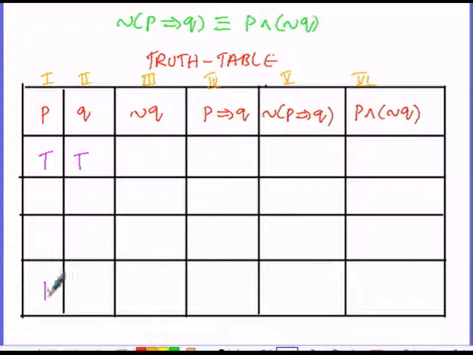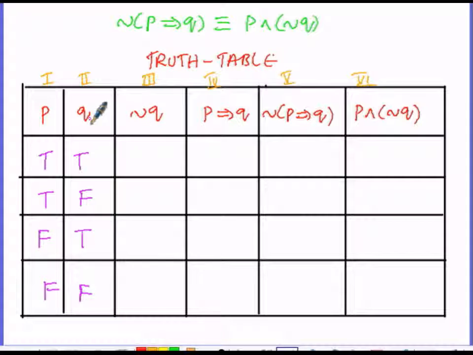So both as true and both as false. If the first statement P is true, the truth value of the second statement will be false. If the first statement P is false, then the truth value of the second statement Q may be true. So these are the 4 possibilities of the truth values of the two statements, P as well as Q. Then now, under the third column, we have to find the negation of Q.